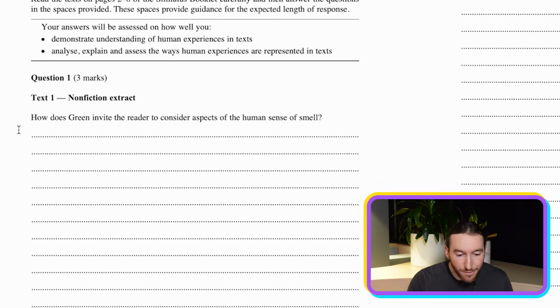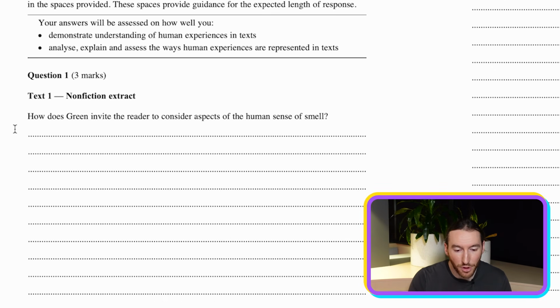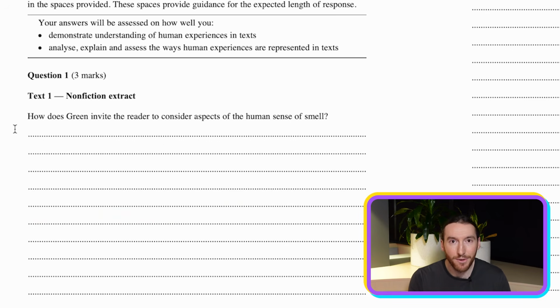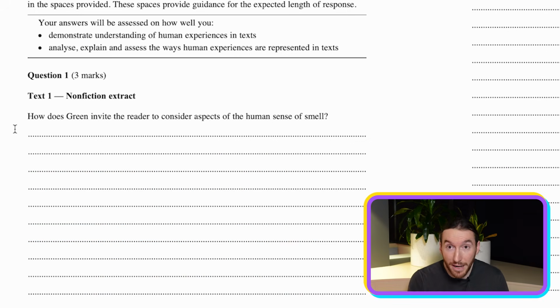How does Green invite the reader to consider aspects of the human sense of smell? Okay, what's the key word? What's the word that just jumped out there as quite a unique word? Smell, right? But then people say, oh, it's how, it's aspects. No, it's none of that. It's smell. All we're looking for is things about smell that are represented in the text.